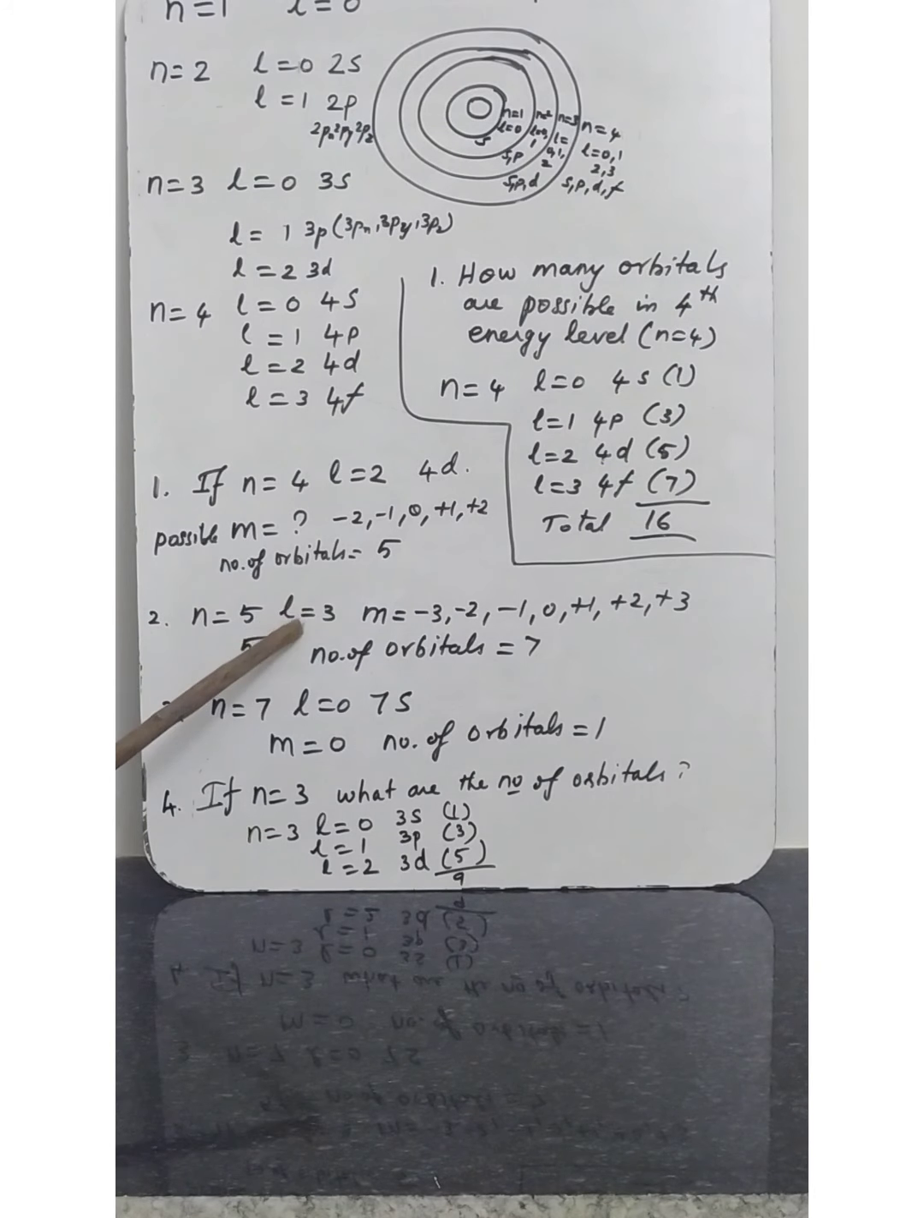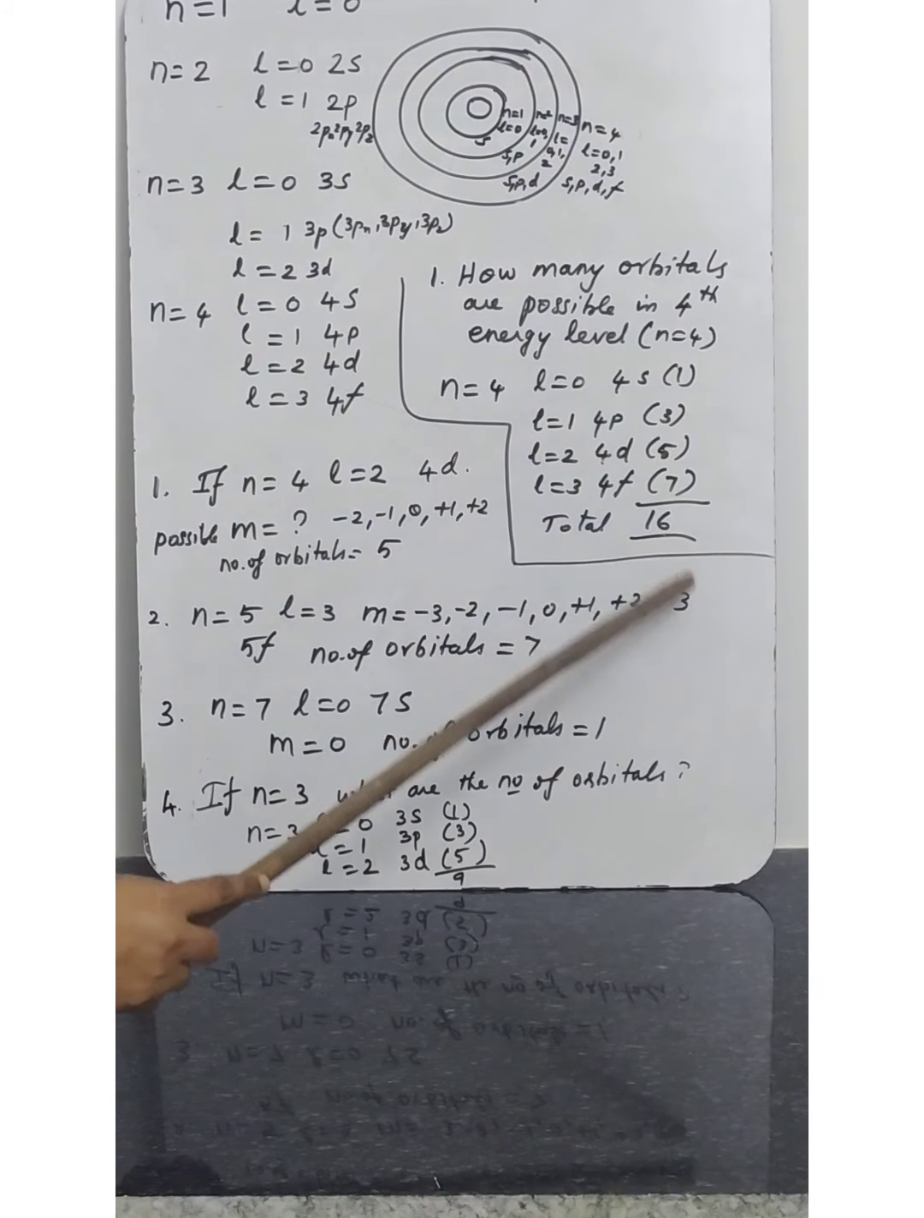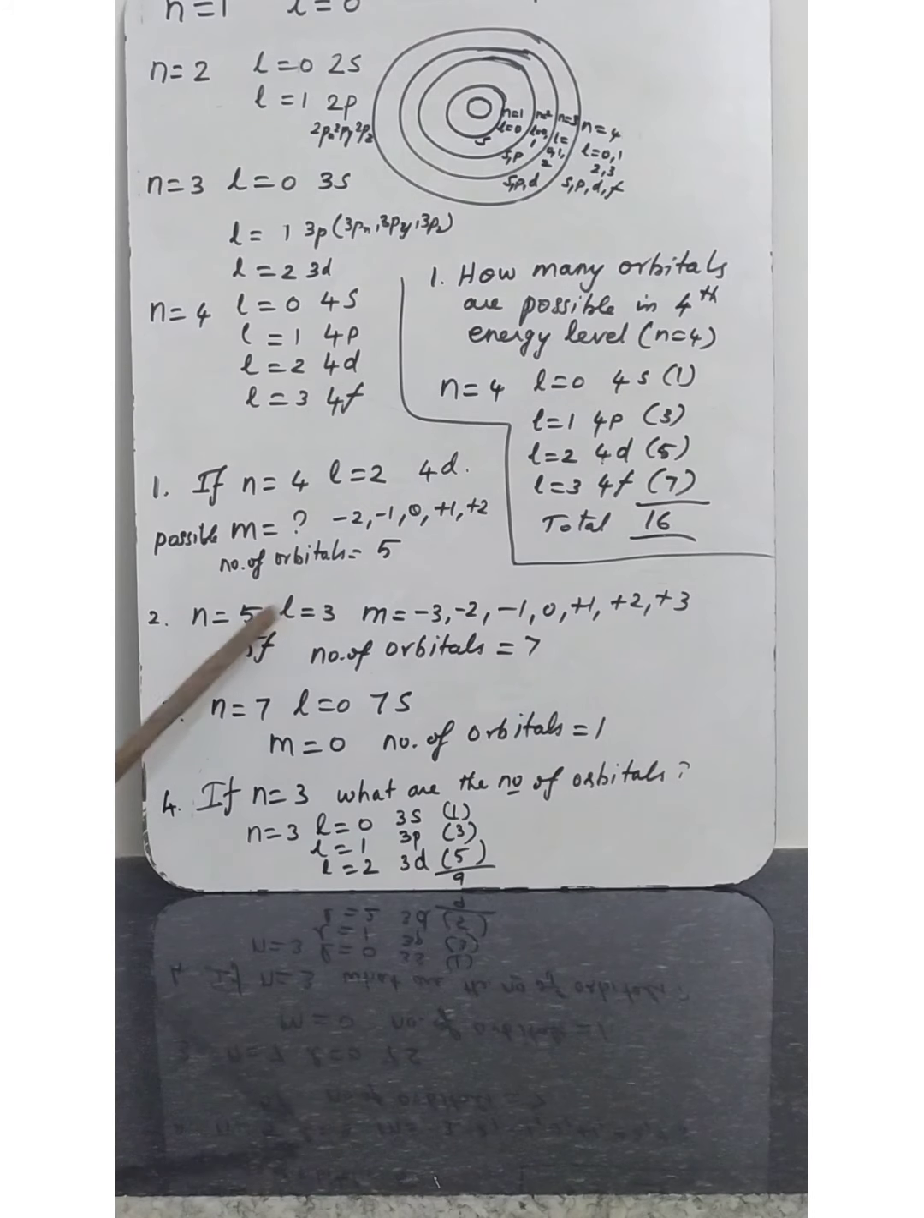If n is equal to 5, L equal to 3, what are the possible m values? How many orbitals are there? How will you find it? L equal to 3 means minus 3, minus 2, minus 1, 0, plus 1, plus 2, plus 3. N 5 and L 3 means 5f orbital. Number of orbitals: 7, 7 types of orientation. If n equal to 7, L equal to 0, what will come? 7s orbital. So what is the possible m value? 0. If m value is 0, how many types of orientation are possible? Only 1. So how many orbitals are possible? 1. Okay, it is designated as 7s orbital.